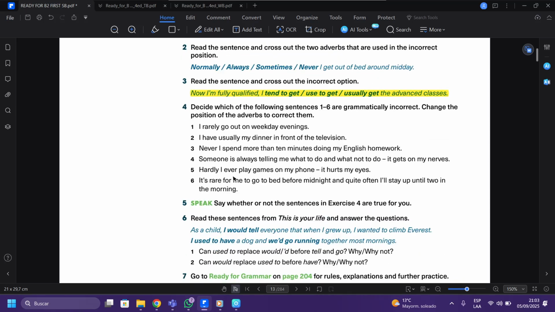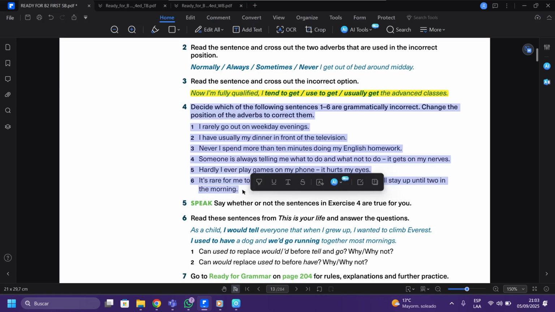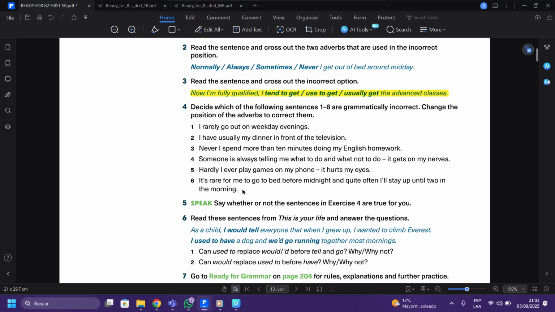Now it's time to go over exercise number 4. This time in this one, okay? You have to tell me which of the following sentences are grammatically incorrect. And you have to change the position of the adverbs if needed. Yes? Let's analyze one by one. Number 1, we are in here. I rarely go out on weekday evenings. Is it correct or not? Correct. Yes, it's right.